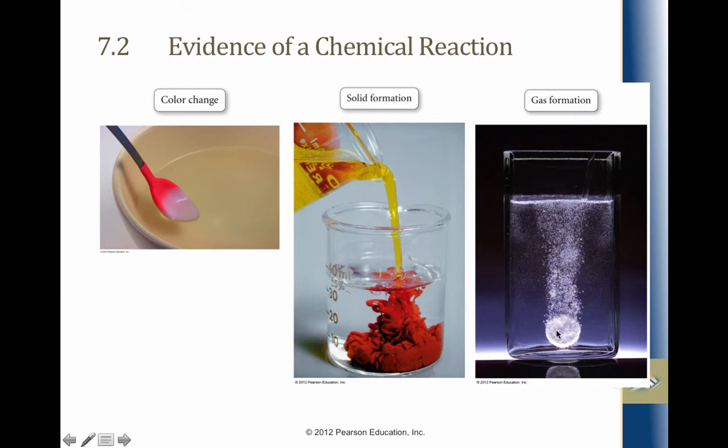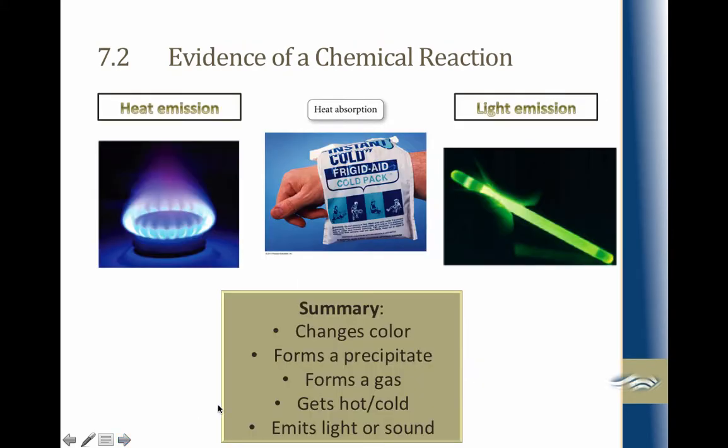Thirdly, do we get a gas forming? If we get a gas forming, then something like H2 or CO2 is coming off and leaving behind a different arrangement of atoms. Here are 3 more indications of chemical change. If it gets hot, if it gets cold, if we get light emitted.